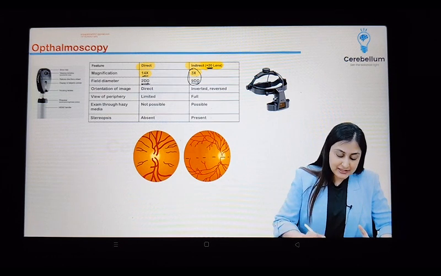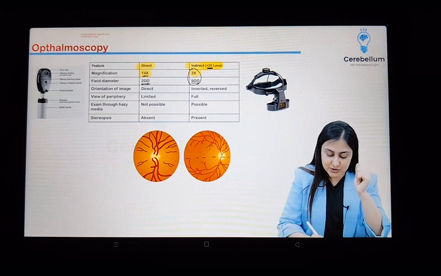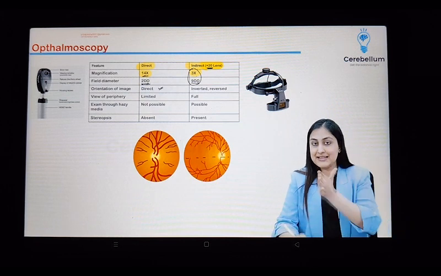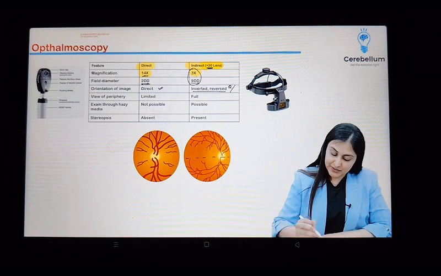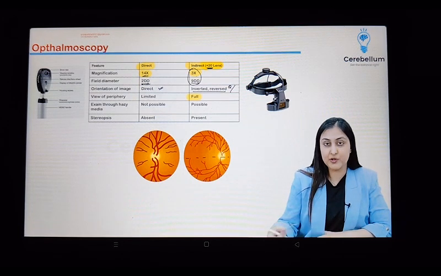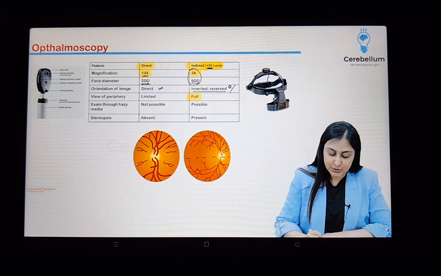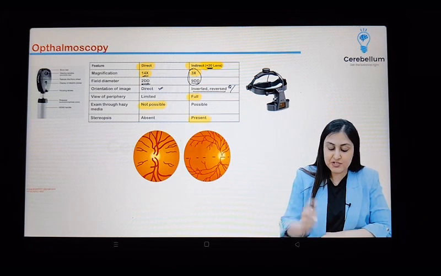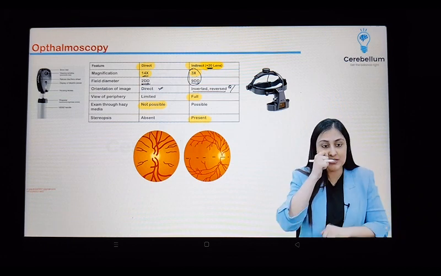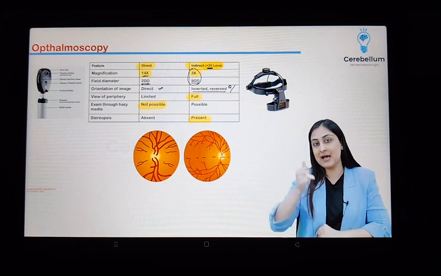The image that you get in direct is while you're looking at the patient directly, so this is a direct image, whereas in indirect, because there's a lens involved, it will be an inverted, reversed image. This is very important. View of the periphery obviously is more in indirect because you are seeing the whole view. Examination through hazy medium is not possible in direct, whereas it can be done in indirect. Stereopsis is present in indirect because you're using both eyes, whereas in direct the examiner is using only one eye.